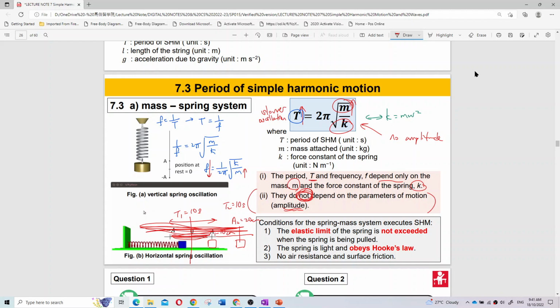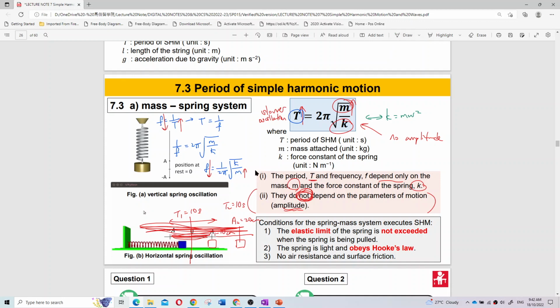Betul. Kalau objek yang berat, dia oscillate slower kan? Oscillate slower, frekuensi rendah. Faham tak? Oscillate slower. So, period meningkat tetapi frekuensi menurun. Period meningkat sebab dia inversely proportional. Kalau period meningkat, frekuensi menurun. Nampak tak?